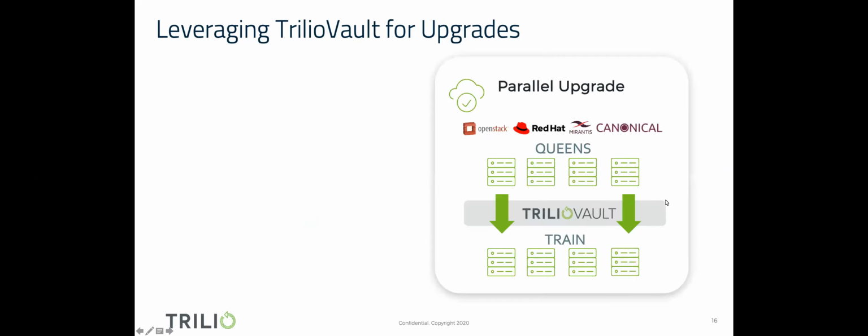When it comes to the parallel upgrade, TrilioVault is instrumental. Now in this world, again, we're a native OpenStack service. So why would you not take advantage of a native OpenStack service when you can achieve either in-place or parallel upgrades? But if you look at the parallel upgrade, we become instrumental into this.